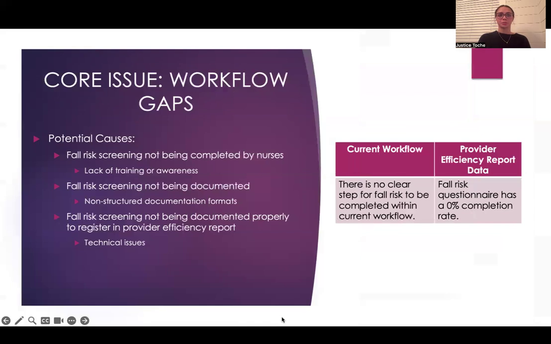To define the core issue, we must first compare the current workflow assessment with the data findings from the provider efficiency report. The current workflow shows no clear step for the fall risk to be completed, while the data from the provider efficiency report shows the fall risk questionnaire at 0% completion rate. These issues could be caused by several reasons, including the fall risk is not being completed by nurses, it's not being documented, or the fall risk screening is not being documented appropriately for it to register into the provider report. This could be from a lack of training or awareness, non-structured documentation formats, or even technical issues.